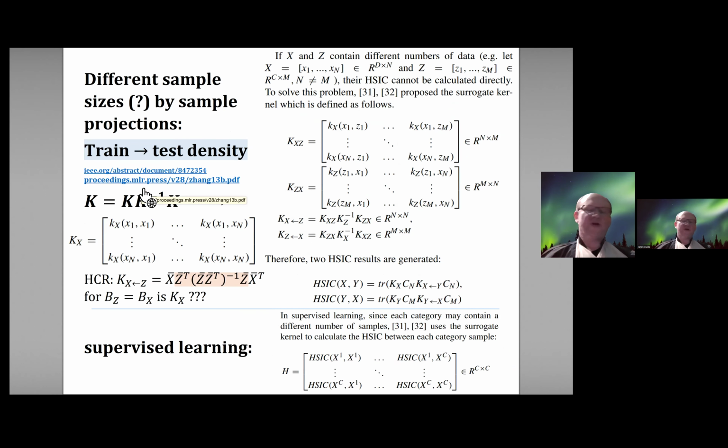There are some other approaches for HSIC, like changing the size, but I don't know. It looks very nice, and I could do it for HCR because it's also a kernel method, but if using the same basis, then it's trivial and disappears. So I don't fully understand, so maybe let me skip it.